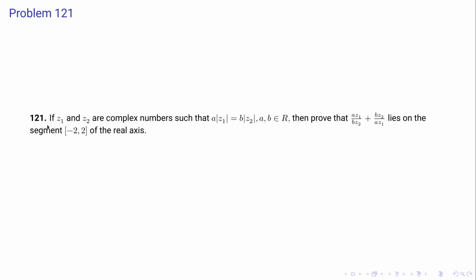So problem 121 says that if Z1 and Z2 are complex numbers such that A into mod of Z1 is equal to B into mod of Z2, where A and B belong to the set of real numbers, then prove that A Z1 by B Z2 plus B Z2 by A Z1 lies on the segment -2, 2 of the real axis.